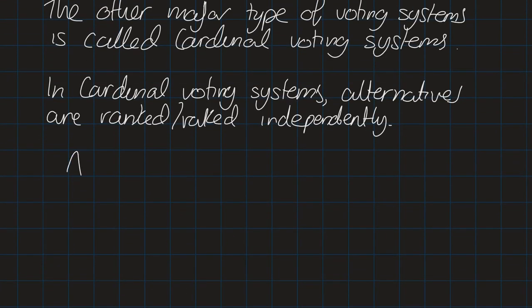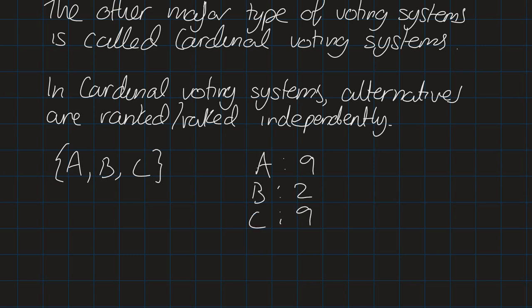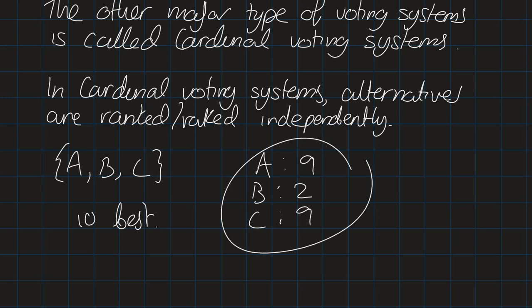So what I mean by this is if you have a choice between A, B and C, and maybe you rate them out of 10. So you could say A is a 9, B is a 2, and C is also a 9. That's perfectly fine, where 10 is the best, right? You're allowed to do this. So they don't need to be different rankings, and you can more clearly convey the magnitude of your preference. Okay, so it would be hard to convey this particular preference in an ordinal voting system because this voter would say that they like A and C equally.